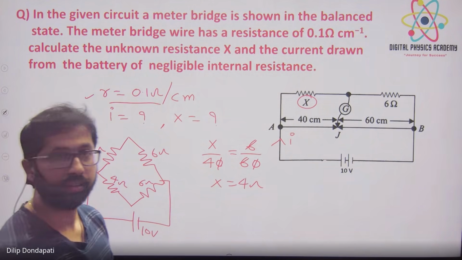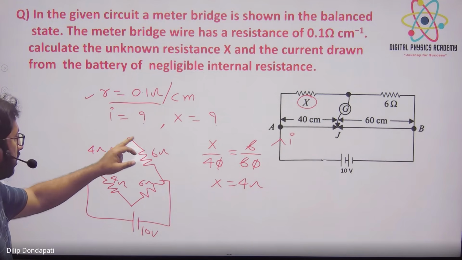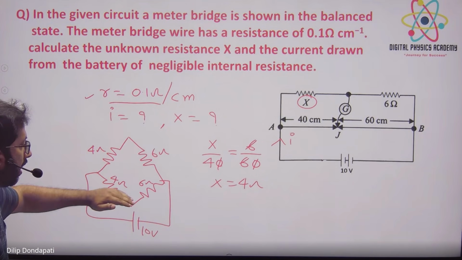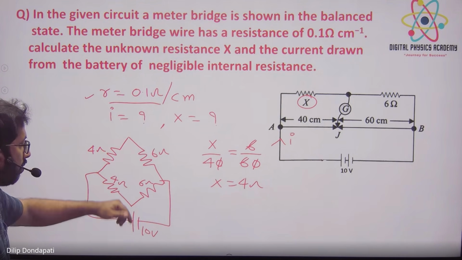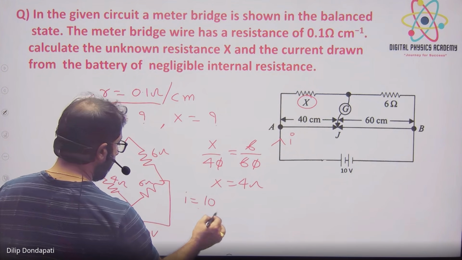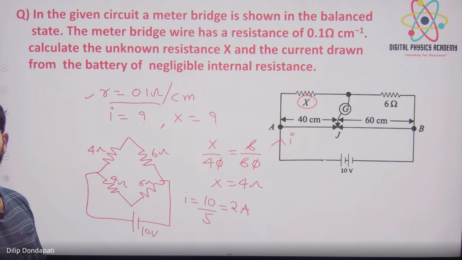So 2 amperes. Yes, correct. So find R equivalent. These two are in series. 4 plus 6 is 10. AB is 10. 10 and 10 are parallel, so 5. V by R equivalent: I is equal to 10 by 5. So it is 2 amperes. Answer. I understood.